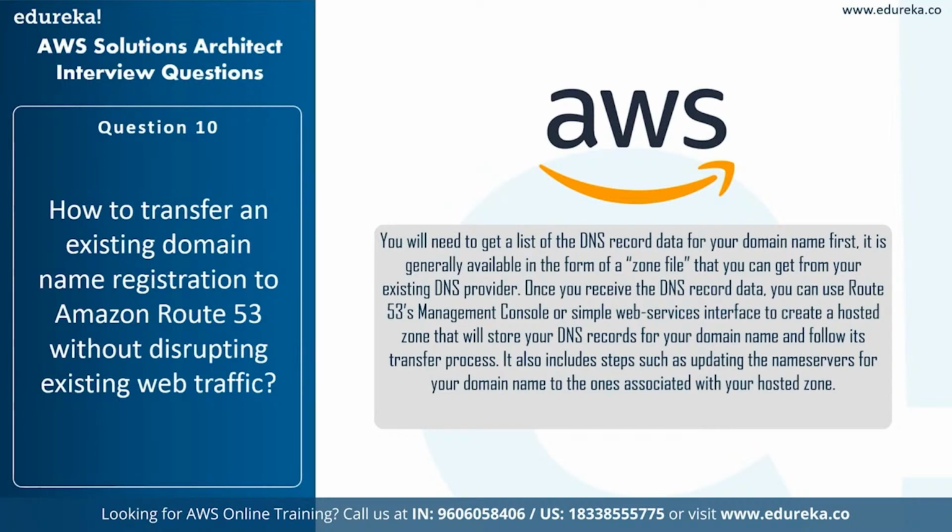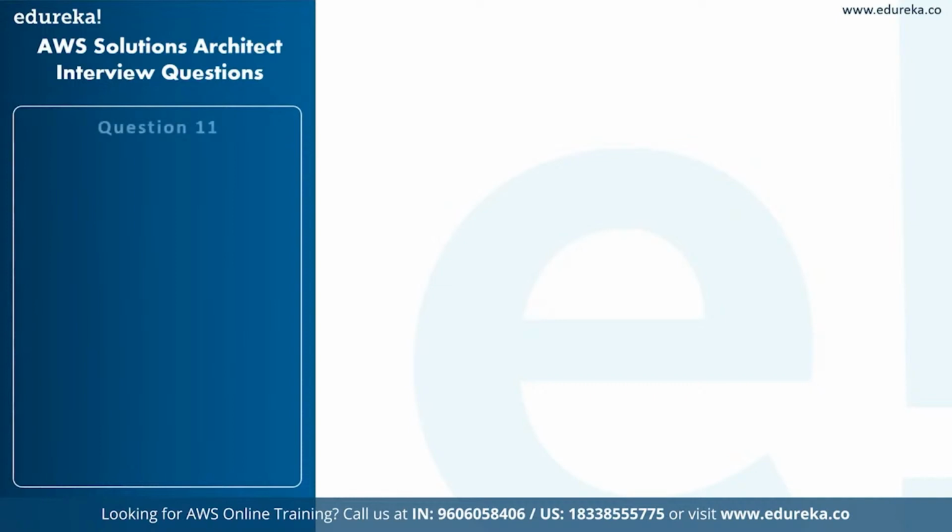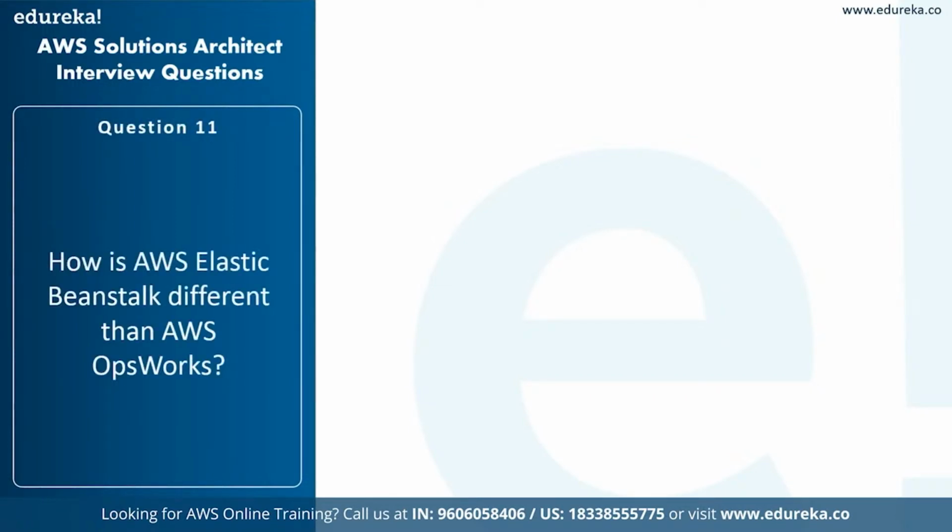As soon as your registrar propagates the new name server delegations, your DNS queries will also start to get answered. So this was about transferring the existing domain name registration to Amazon Route 53, and there would be no disruptions this way.